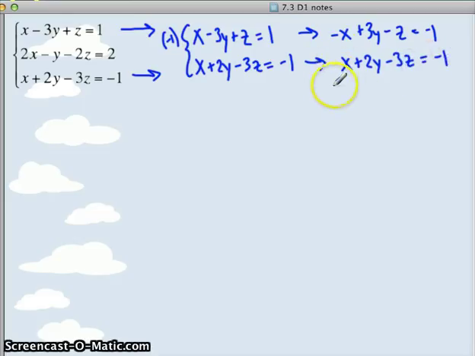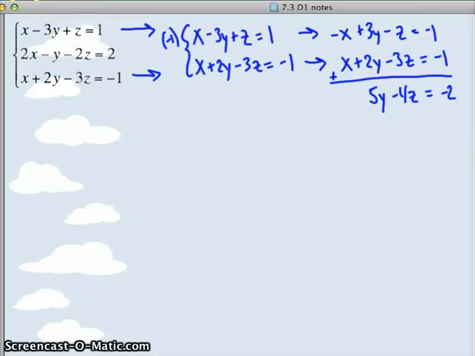So I have opposites. I can add them up. The x's will go away. I'll have 5y's. I'll have -4z's. And I'll have a -2.